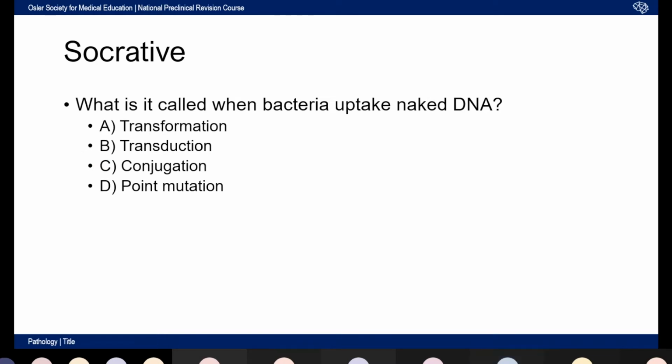And then what's it called when bacteria uptake naked DNA? Okay, amazing. So yeah, most of you got this too. It's transformation. This is naked DNA. Transduction would be with the bacteriophages, conjugation for the plasmids when there's physical contact, and point mutation is a method of intragenomic variation.